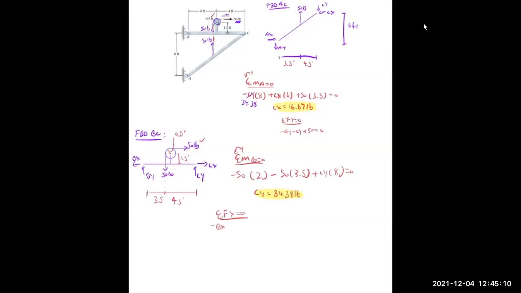Okay, so force in the x direction. Cx is not going to be equal to 0. So I have Bx to the left and then Cx to the right. I have this 50-pound force to the right as well, plus 50 equal to 0. I know that Cx is equal to 16.67. Solving for Bx, I got Bx equal to 66.67.